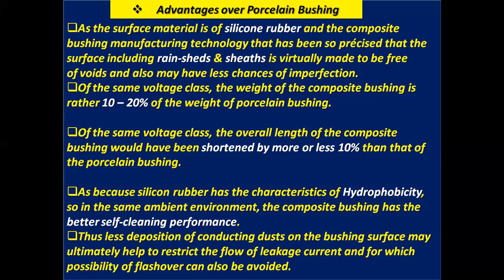As silicon rubber has the characteristic of hydrophobicity, in the same ambient environment the composite bushing has better self-cleaning performance. Thus, less deposition of conducting dust on the bushing surface may ultimately help restrict the flow of leakage current, and the possibility of flashover can also be avoided. Flashover is due to pollution or dust accumulation on the rain sheds or the surface of the silicone rubber bushings.